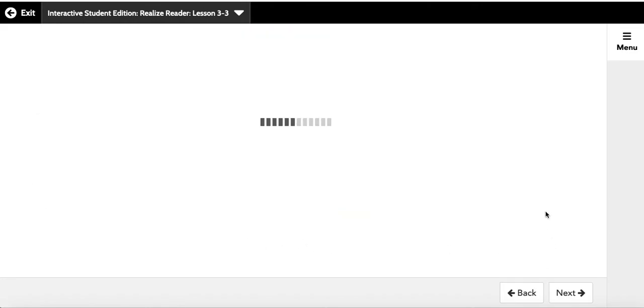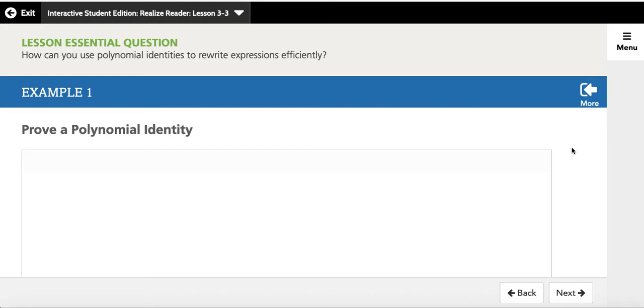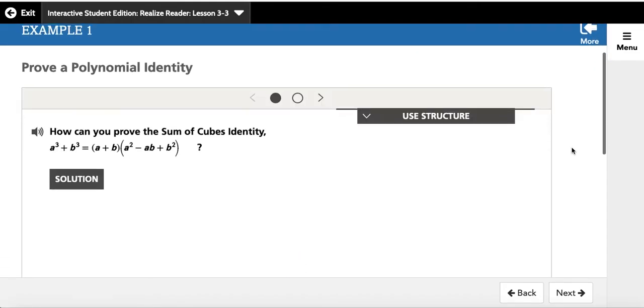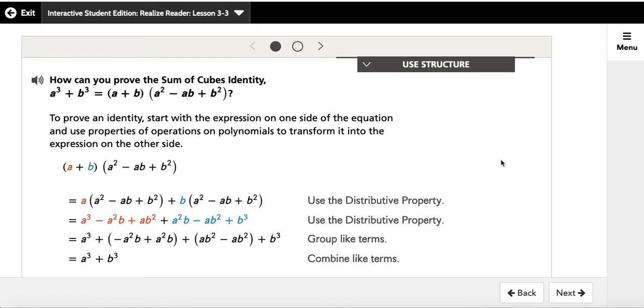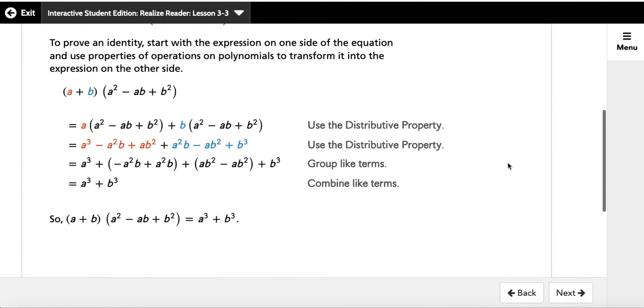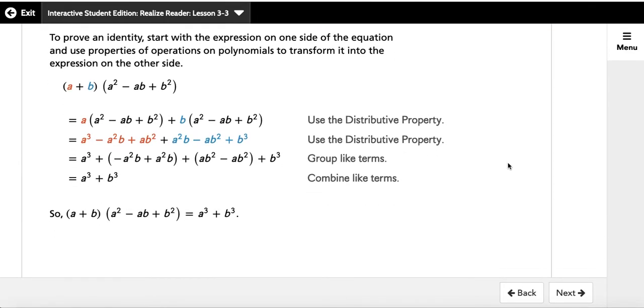All right, let's see what they're going to have us do. I think they're going to have us prove the polynomial identity. How can you prove that this is actually an identity? Well, you just do the multiplication out, and if it equals this in the end, then it proves it. And that's what they did. I'm going to save time here by not going through it all, but you can click pause and look through it. This times this, they distribute, they combine like terms, and they got that. Therefore, it was a proof.